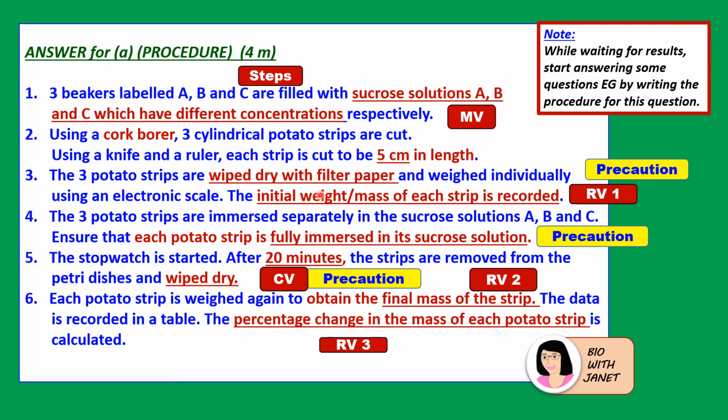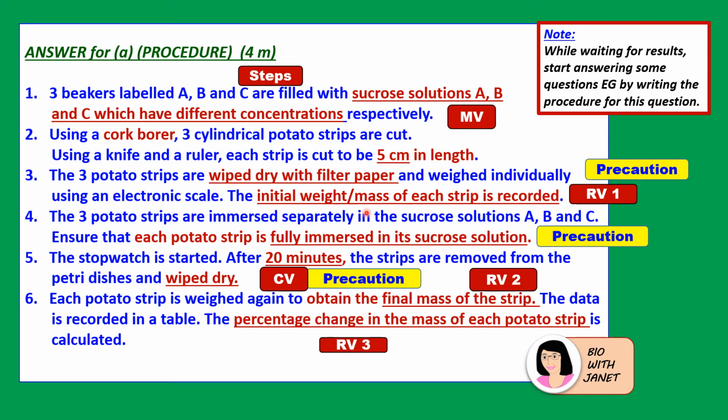The 3 potato strips are wiped dry with filter paper and weighed individually. Wiping it dry with filter paper is to get rid of the excess water, and that will make the measurement more accurate. So this is a precaution, right?